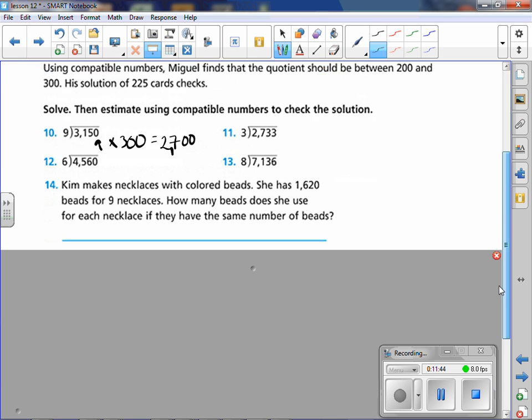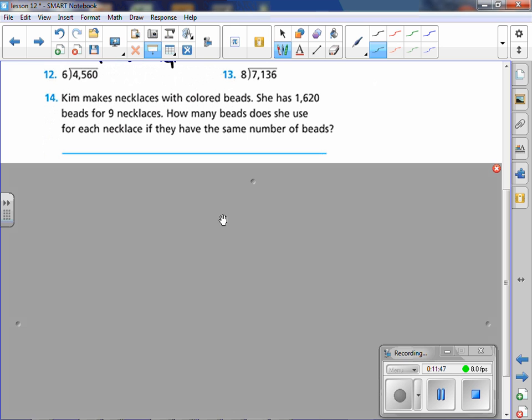Okay, let's go ahead and go down to some of these story problems. I'm going to skip the rest of those. If you want to practice on those more, you can. Kim makes necklaces with colored beads. She has 1,620 beads for 9 necklaces. How many beads does she have for each necklace if they have the same number of beads? Okay, so you could look at this like, well, she has almost 1,800, which is much more friendly to divide by 9, because 1,800 divided by 9, if you know your basic facts, right? 9 will go into 18 twice, and so about 200. What is it exactly? You would have to solve out.